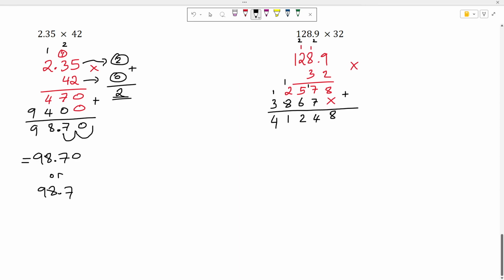Right guys? Now let's go ahead and find the total amount of decimal places. In the first number, we have 1 decimal place. In the second number, we have 0 decimal places. So totally, we have 1 decimal place, right? Again, start from the right hand side and go 1 decimal to the left and put a point right here. So our final answer is going to be 4124.8. Alright guys. And that is how you multiply a decimal with a whole number.